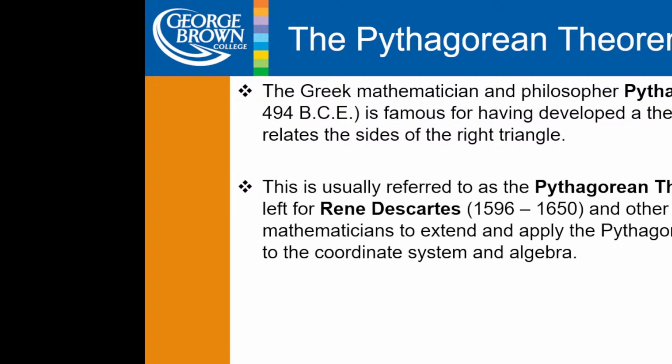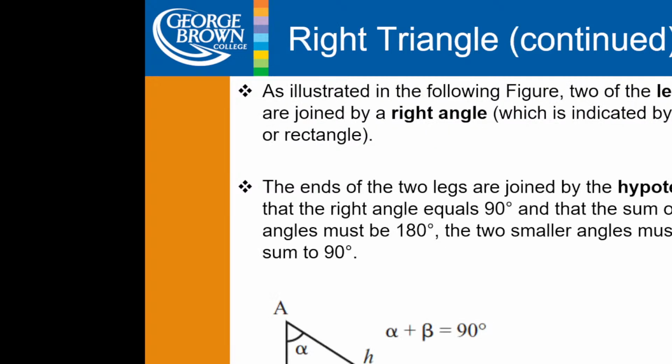Let's go back to that right angle triangle for a second, right? I want to find the distance from A to B. I'm going to use a right angle triangle. I'm going to use Pythagorean Theorem to figure out the distance. And most likely, I'm going to need to use square root.